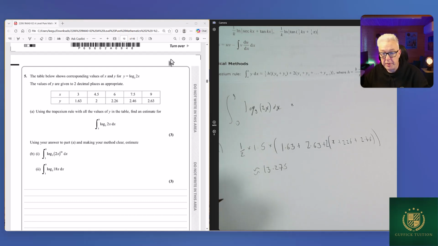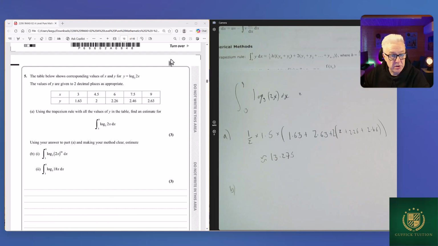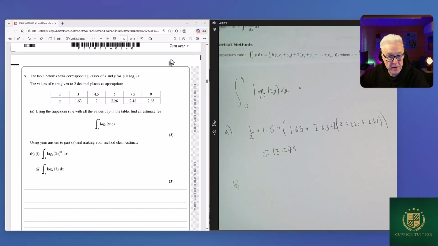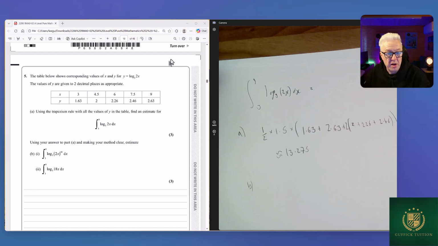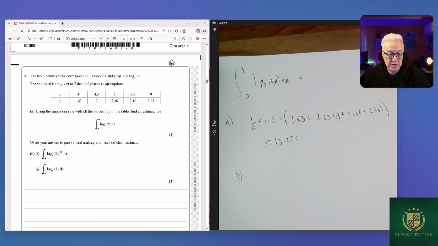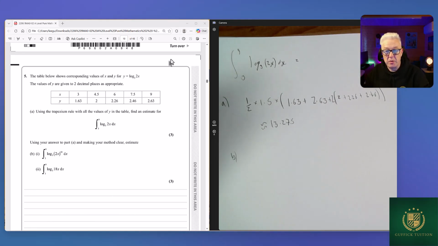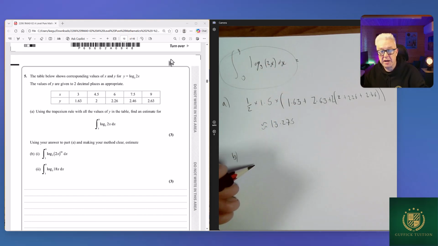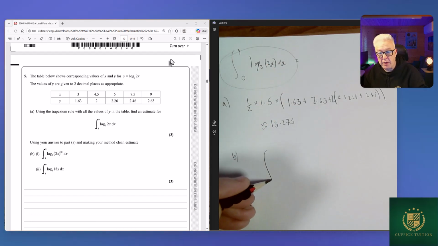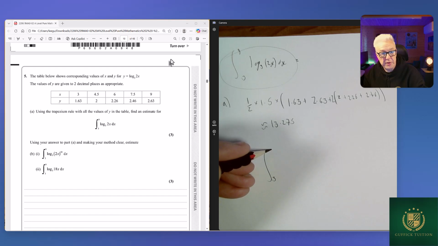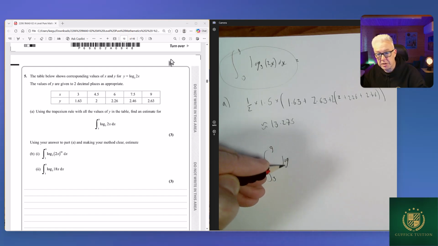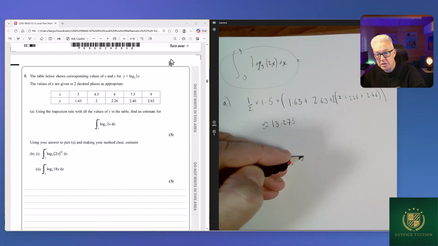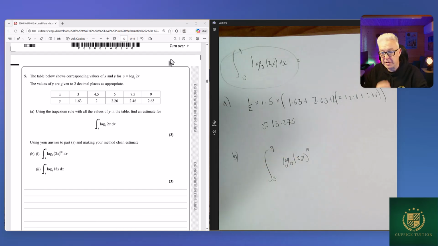So now part B. It says, use your answer to part A and making your method clear, find an estimate for the integral of log to the base 3 of 2x to the power 10. So what we've got to do is think about what's the difference between this and what they're asking. And the difference is the power of 10. So we've got 9 log to the base 3 of 2x to the power of 10.